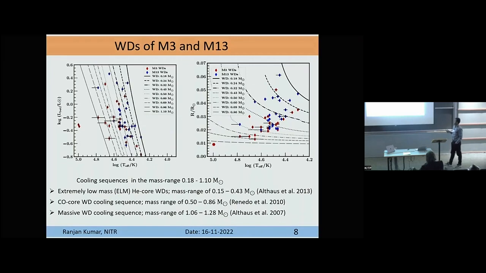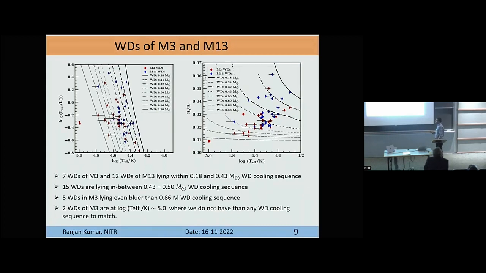We have used cooling sequences for a range of white dwarf masses. Extremely low mass white dwarf cooling sequences are from Althaus et al. 2013, in the mass range of 0.15 to 0.43. These are helium core white dwarfs, generated using a binary sequence of a neutron star and a main sequence star. We also used carbon core cooling sequences from Renedo 2010, in the range of 0.5 to 0.86. For massive white dwarfs, we use cooling sequences from Althaus et al., which are 1.06 to 1.28. The black ones are the low mass white dwarf cooling sequences, and the gray ones are the high mass cooling sequences, in increasing order from right to left.